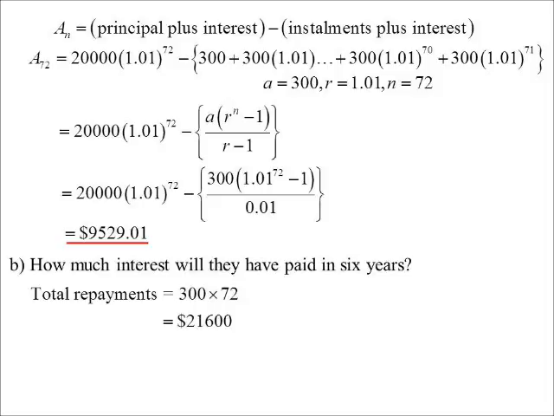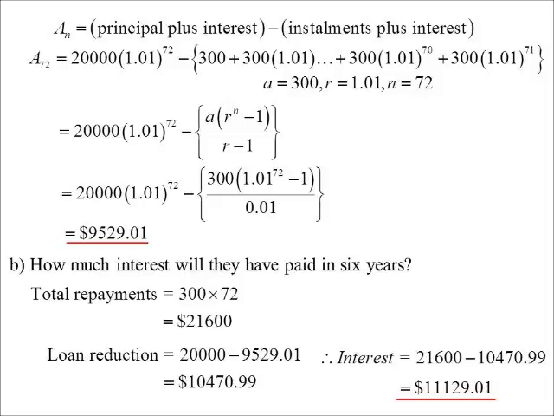Right. We've made 72 repayments of $300. That's $21,600 we have given the bank. But I still owe them $9,529.01. So in fact, I've only taken off $10,470.99 off what I owe them. The difference between the two must be the interest that I've paid. Which is, yes, you see, quite a significant amount.